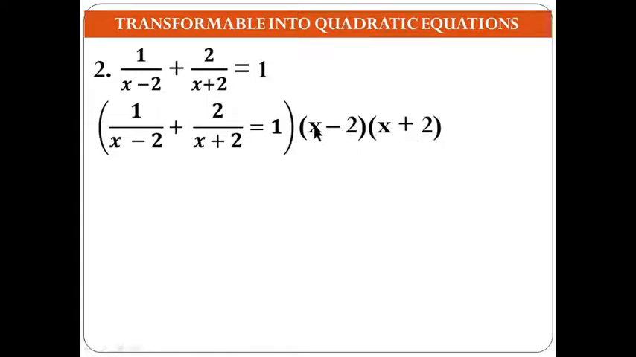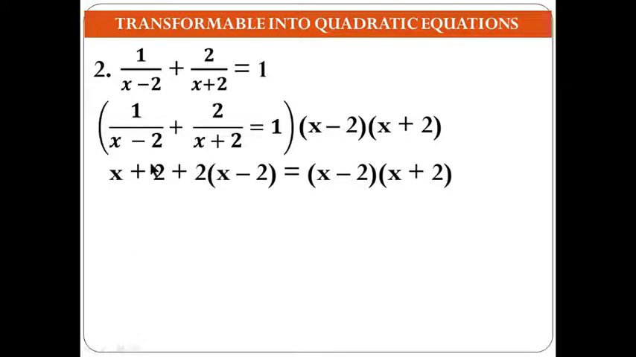So, x minus 2, then x plus 2 divided by dito, x minus 2. So, mapapansin, merong x minus 2, merong x minus 2. So, makakancel yung dalawa, ang maiwan is si x plus 2. So, i-multiply mo siya sa numerator which is 1. So, parehas lang na x plus 2. Then, copy the operation, addition.